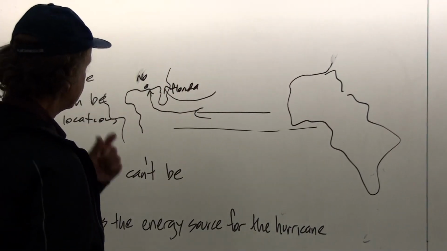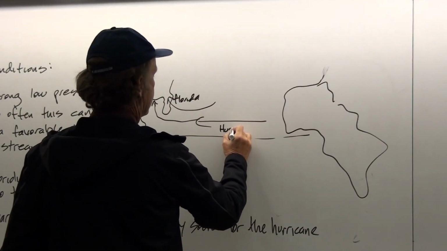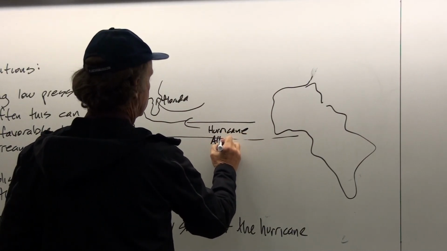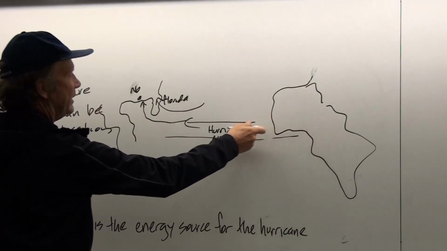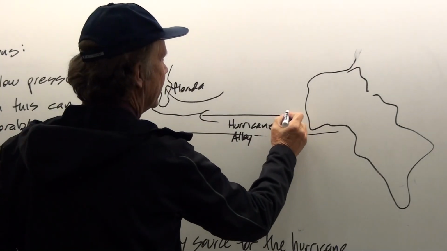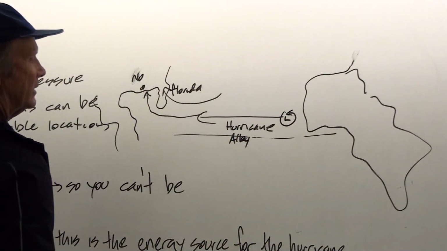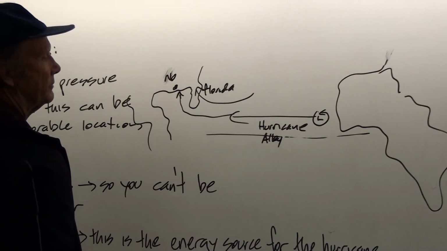And so this is kind of like Hurricane Alley, because of the easterly winds. And oftentimes these hurricanes tend to form at about 10 degrees north or south latitude.